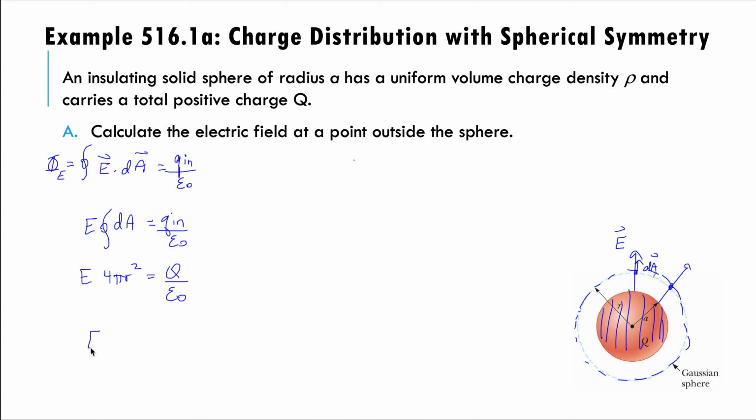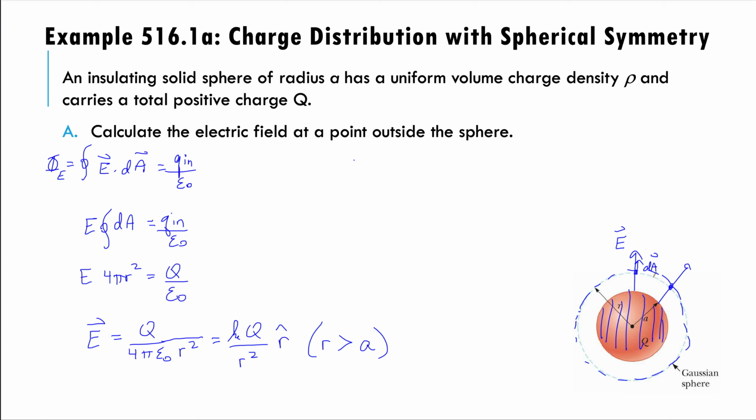And now we can solve for E. We're just going to divide by 4πr². E equals Q over 4π epsilon naught r². And we can rewrite this if we want to as k_e, Coulomb's constant, Q over r². And we know that the field points radially outward from the charge distribution. So this is exactly what we would expect. The field outside a spherical charge distribution is the same as the field due to a point charge. So this applies for a point that is greater than the radius. In this case, the radius was a.